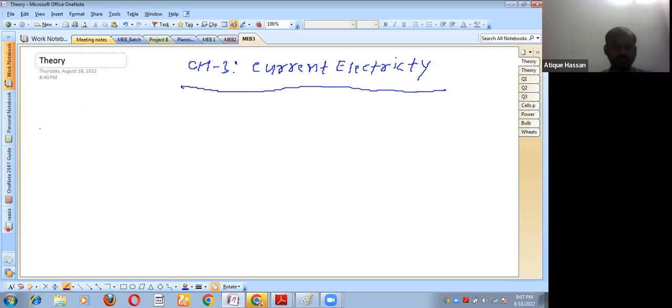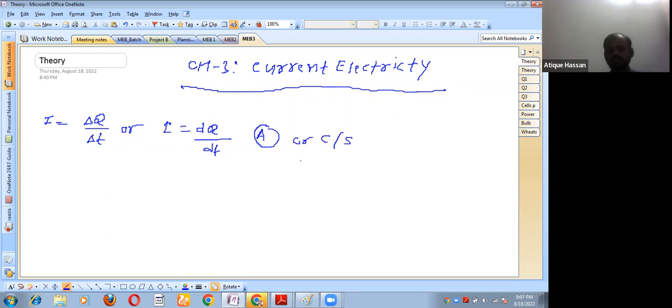So you all have a basic idea of current. We know that the flow of charge is current, so I'm not going to give you definitions. You know the general formula I is equal to delta Q by delta T, or I is equal to dq by dt. We say net moving charges. You all know this unit is ampere, right? So the basic thing you all know about current.